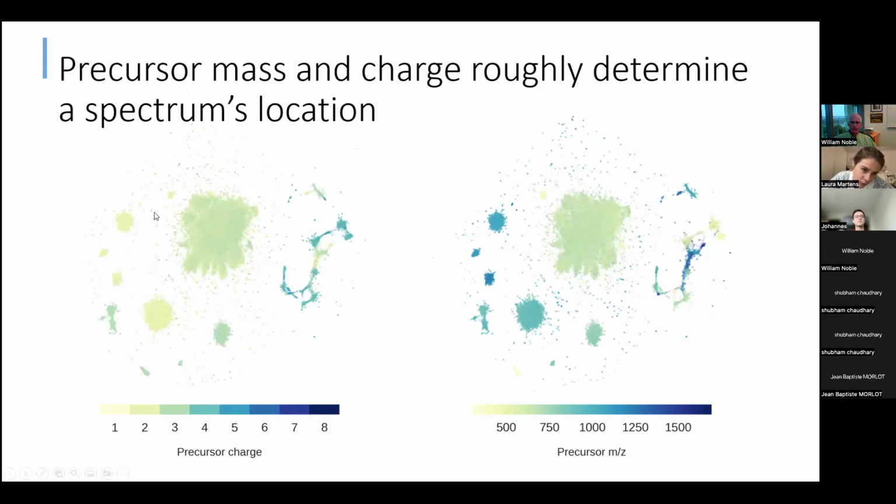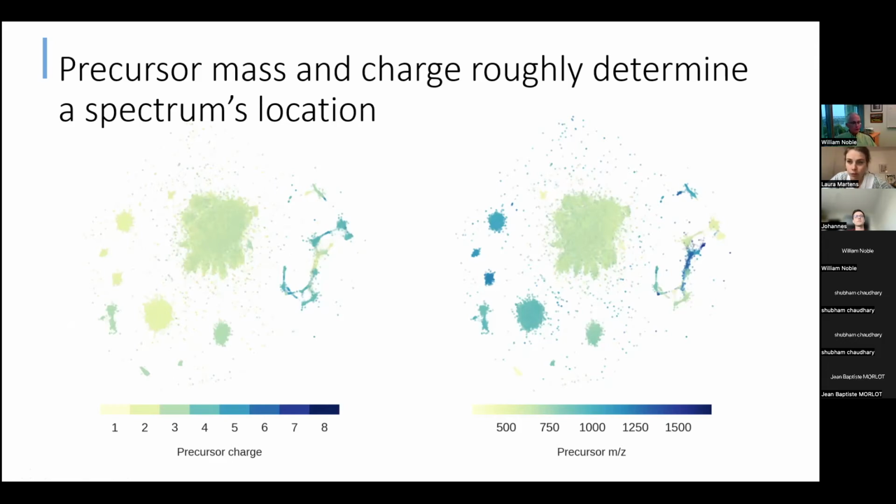On the left, we're coloring by the precursor charge. So the charge of the peptide ranges from 1, in practice mostly to 5. There's very few that are 6, 7, or 8. And then also the precursor mass over charge. And what you can see is a lot of the structure in this learned embedding is reflected in these two main parameters, which is not super surprising because these are sort of major parameters of the space.